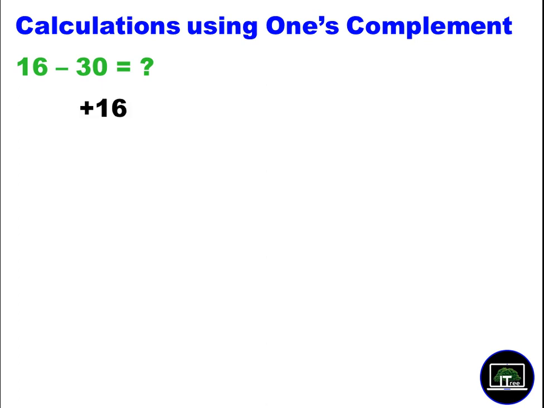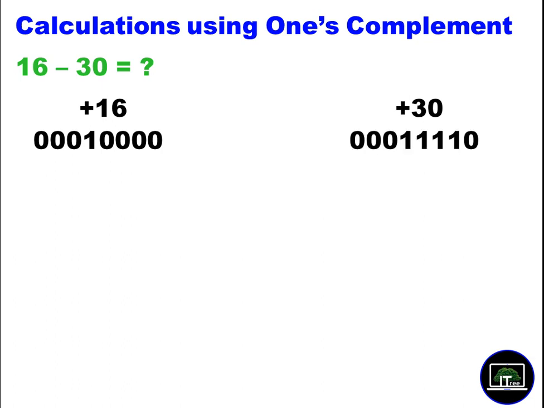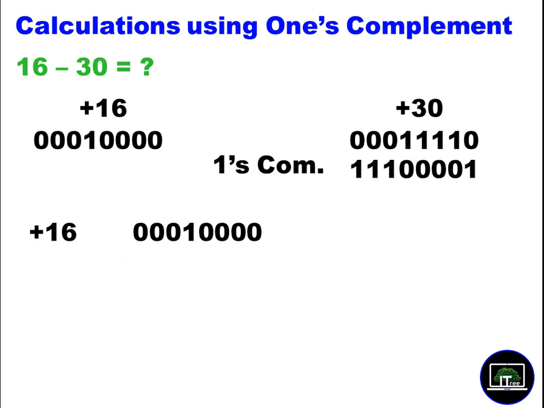Okay, now we're adding this one. Plus 16, it's okay. Minus 30. How do you get that? First you write the plus 30, get the binary value of positive 30. Then you convert it. How to get the 1's complement? You invert the bits: 0 to 1, 1 to 0. Then write those two numbers. Then we add.